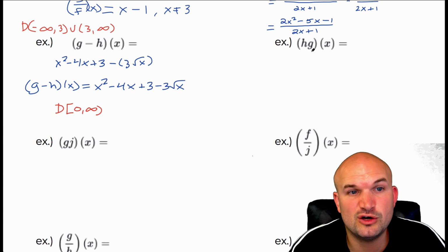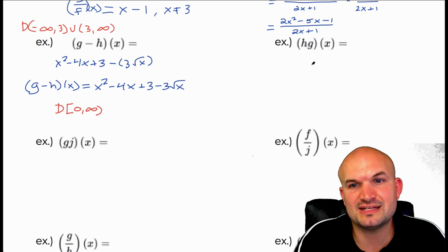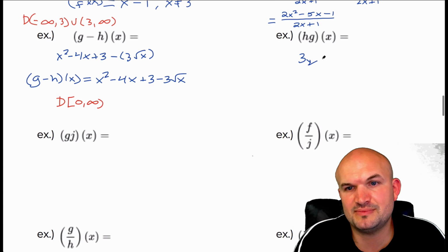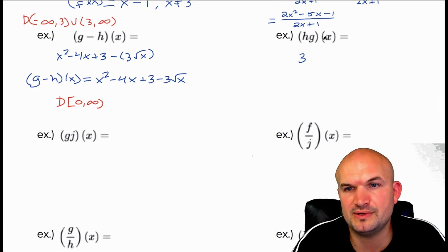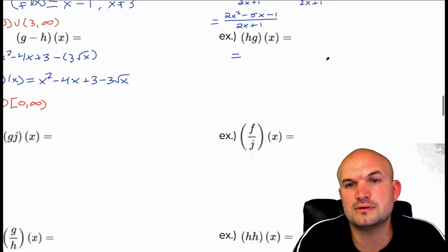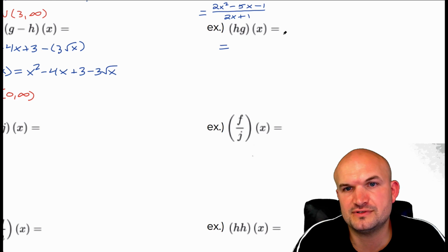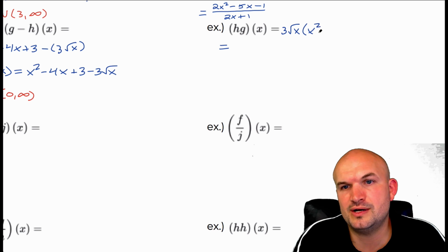All right, now we can go ahead and multiply h times g of x. This is the one I was having a little fun with, because you can multiply when they're not like terms, but adding and subtracting gets a little more difficult. So let's write it to the right here. That's going to be 3 square root of x times x squared minus 4x plus 3.